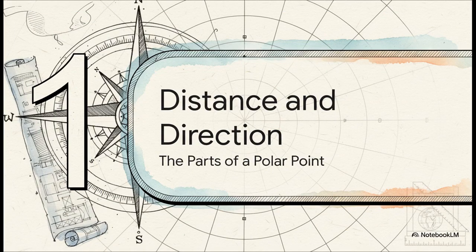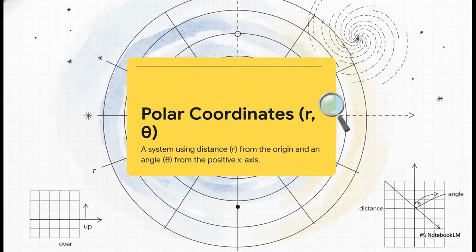So that compass method actually has a formal name in math, and it's built on 2 really simple, intuitive ideas: distance and direction. Let's really get into what that means. Okay, let's meet the star of the show, polar coordinates, written as (r, θ). In this system, r is just the distance from the center, which we call the pole. And θ, that's the Greek letter theta, is the angle you rotate from your starting line, which we call the polar axis. So you can forget over and up. Now we're going to think distance and angle.